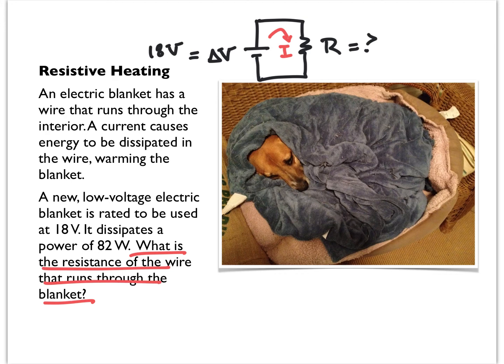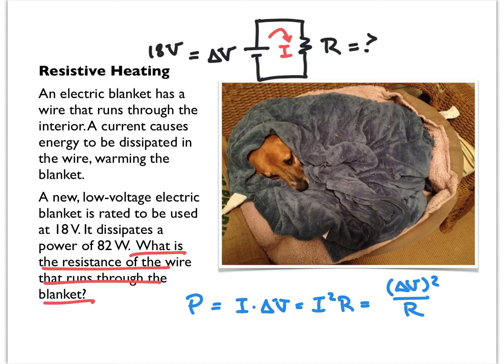But we do know the power, and we know that the power in a resistor, oops, I drew an R, let's do a P. Power is equal to I times delta V, or it's equal to I squared times R, or it's equal to delta V squared divided by R. Which one do we want to use? Well, I know the power, I know the voltage, and I'm looking for the resistance.